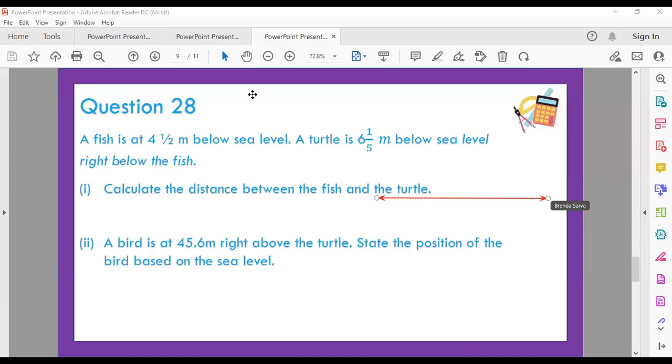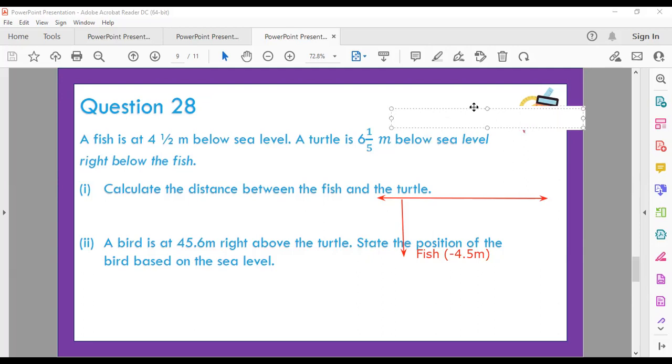Now where is my fish? 4.5 meters below sea level. So go down 4.5 meters. Just imagine. And here we have Mr. Fish. And he is negative. That means, remember, he's below, right? So it's negative 4.5. Just change it to decimal. Fish is negative 4.5. Turtle is 6 and 1/5 meters below sea level. Do you know what is 1/5, guys? 1/5 is 0.2. So it's 6.2 meters below sea level.